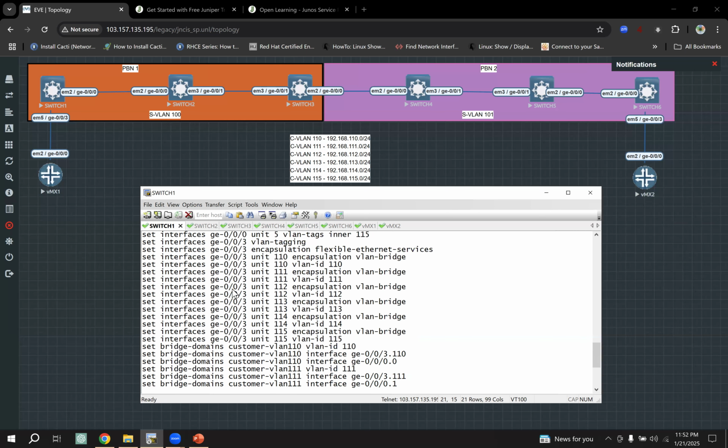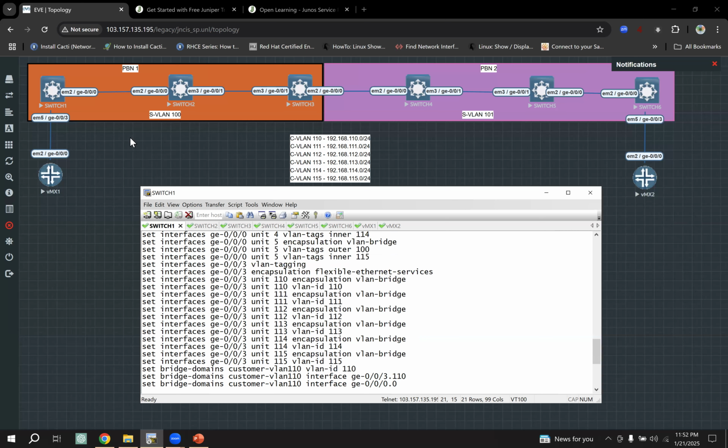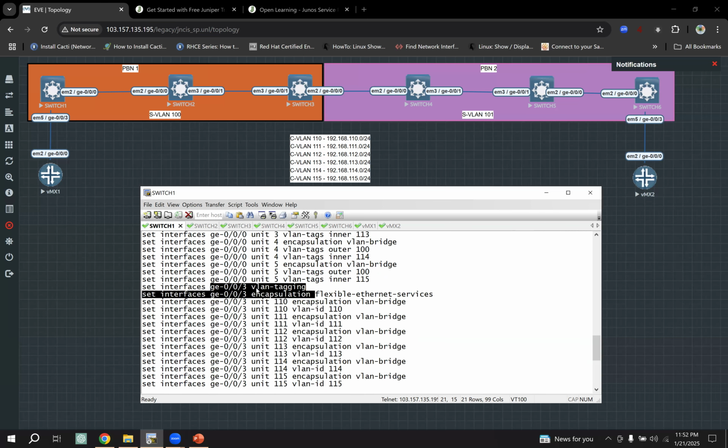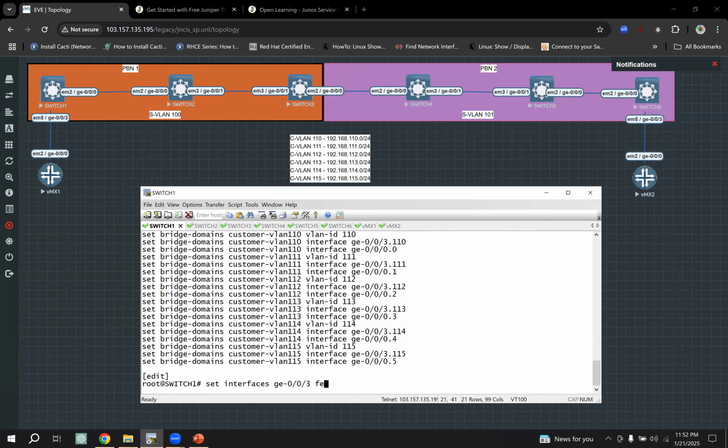Next, after creating those VLANs, you need to allow those VLANs to Switch 1 G0/0/3. So go to this interface G0/0/3. Flexible VLAN tagging. This interface is flexible VLAN tagging.